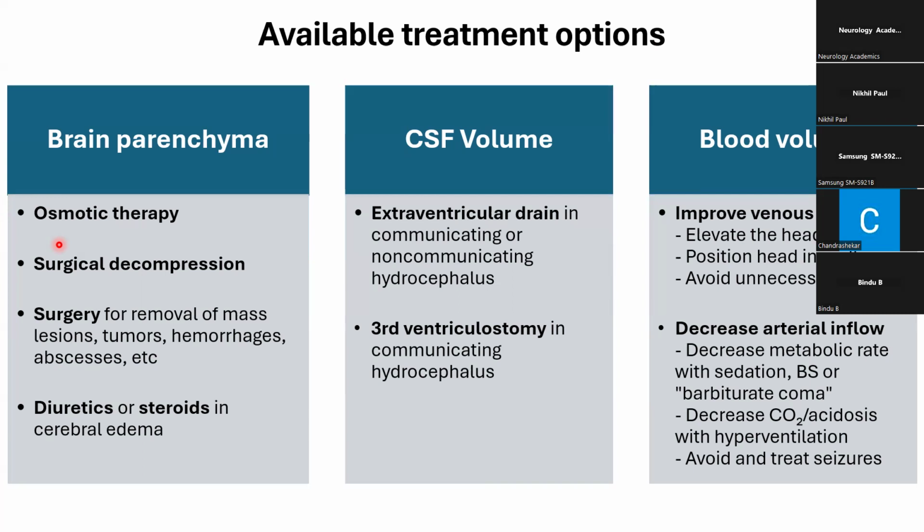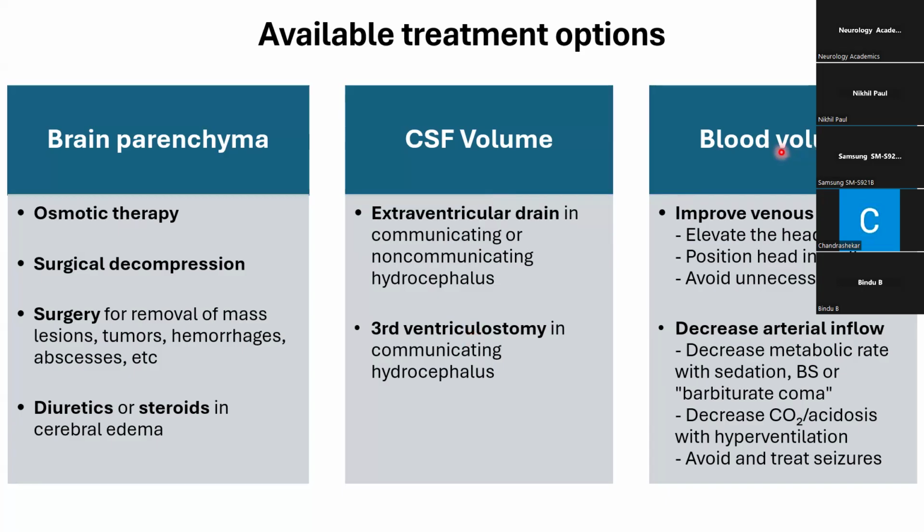Suppose there is a mass lesion, suppose it's a tumor, surgery for removal of the mass is definitely one of the best treatment options. And suppose it's a stroke, we cannot remove the lesion, so we can go for a surgical decompression. And in selected situations, we can use steroids or diuretics also. So these are the treatment options when the brain parenchyma is the reason for ICP increase. Suppose it's due to an increase in CSF volume, we can try options like EVD, external ventricular drain, or third ventriculostomy. As Sir said, when we do this drain in a patient who is having a full posterior fossa, we should always take care. We should predict whether there's a risk for reverse herniation, and it should be done properly.